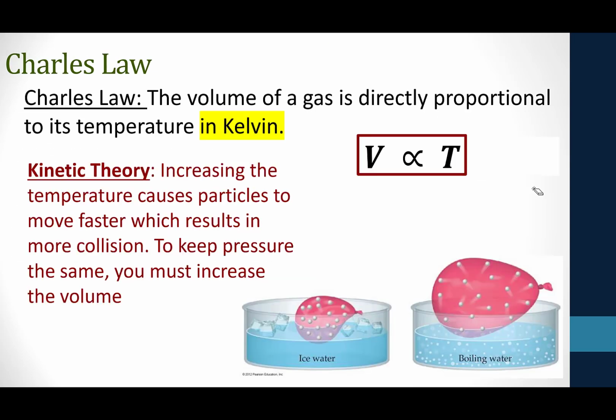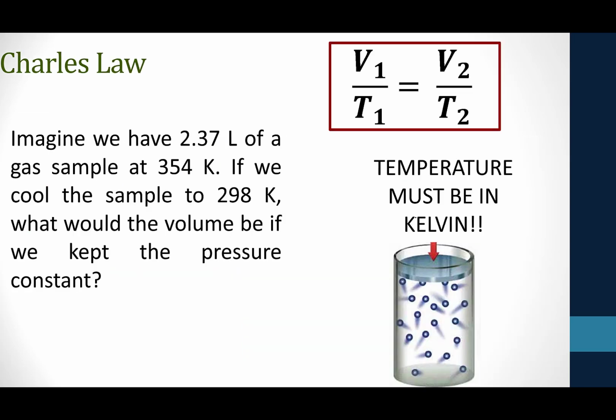So just like Boyle's law, we're going to have a formula associated with this. Again, I'll spare you the derivation, but because it's a direct proportionality, this formula is going to look different. The formula is V1 over T1 equals V2 over T2. That's going to be our equation, where initial will be on the left-hand side of this equation and final will be on the right-hand side. So let's take a look at an example.